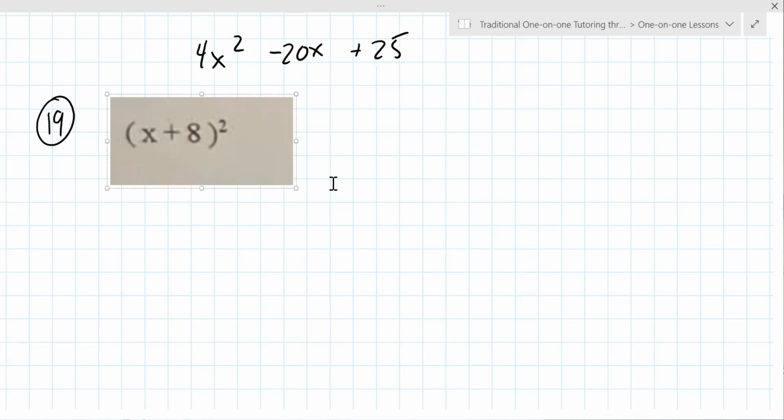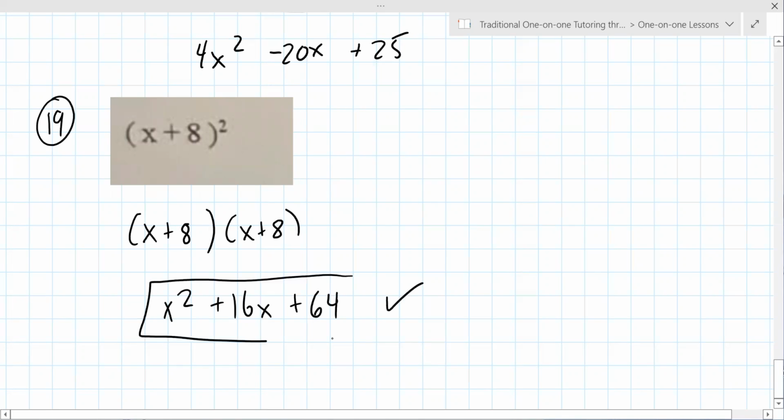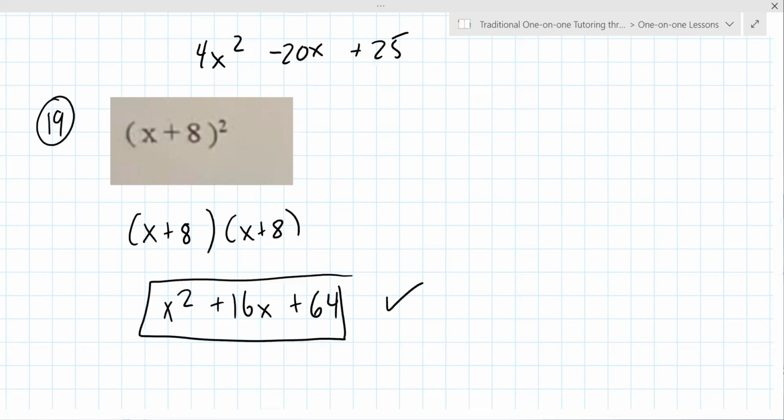Do you have a final answer for me on this one? Yeah. X squared plus 16x plus 64. Got it. All right, not too bad.